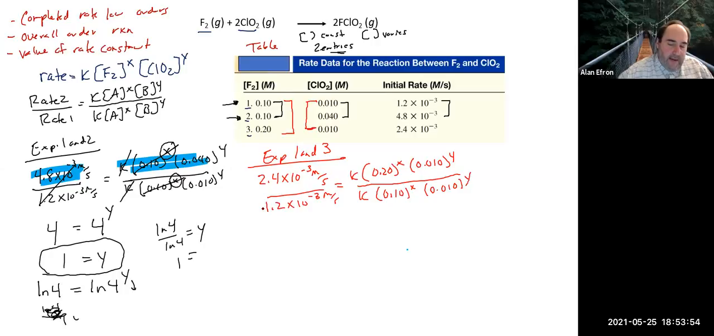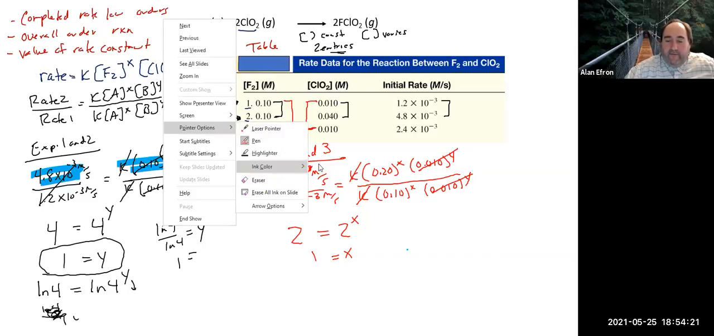Now doing my math, that is going to give me a 2 is equal to, again, the k and the k will cancel. In this case, 0.2 divided by 0.1 gives me 2 to the x. And again, we held this guy constant, so he will cancel out. Again, you can probably visually see that x in this case would equal 1. Any questions on that calculation there?